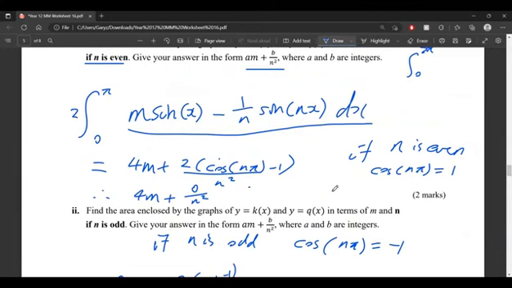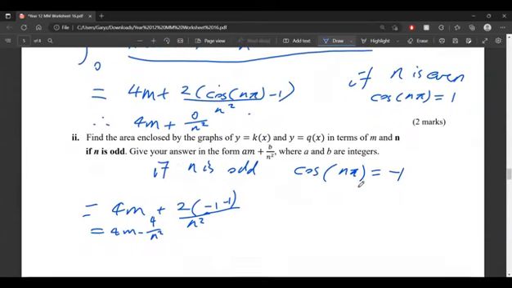After we do this integral, we get this thing here. And we know that if n is even, cosine of n pi is equal to 1, right? So 2 times 1 minus 1 is just 0. So the answer here is 4n plus 0 on n squared. And by the same logic, if n is odd, cosine of n pi is -1, then substituting the -1 in here, we just get 4n minus 4 on n squared. So theoretically, the best way to write this should be 4n plus -4 on n squared. I think that's the form that the question wants us to write it in.